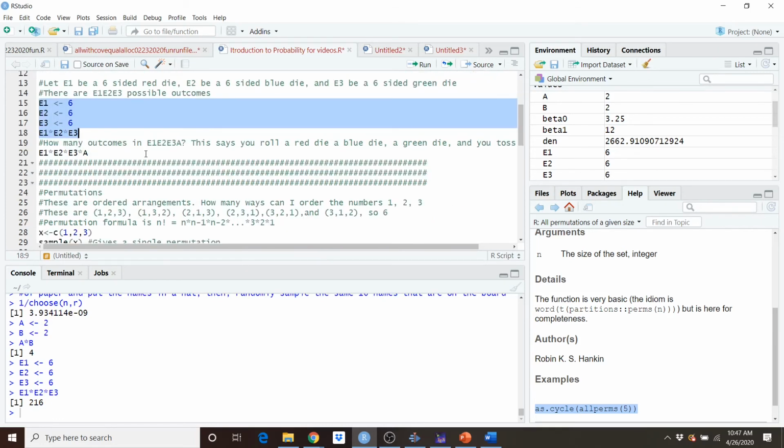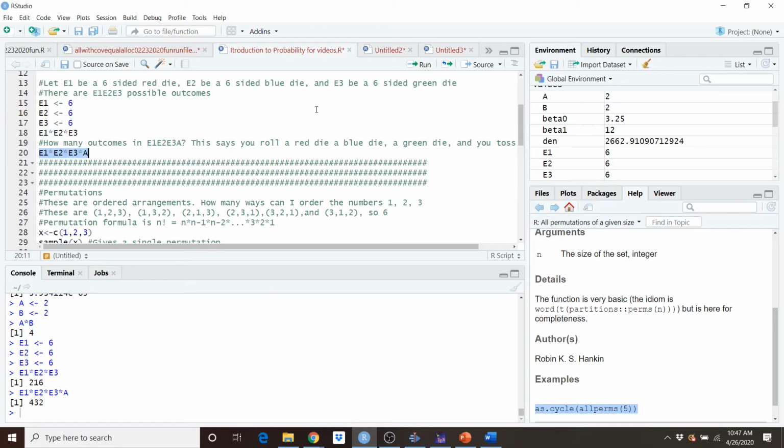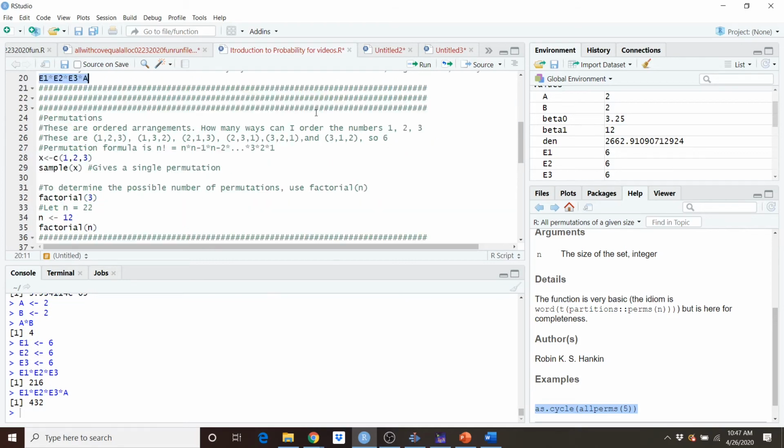What happens if I want to roll these 3 dice and toss one of these coins? How many outcomes do I have in this? Well, I've got E1 times E2 times E3 times, we'll just roll coin A, and that gives us 432 possible outcomes.